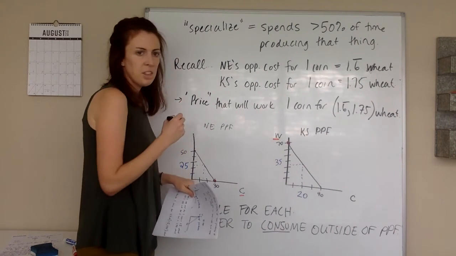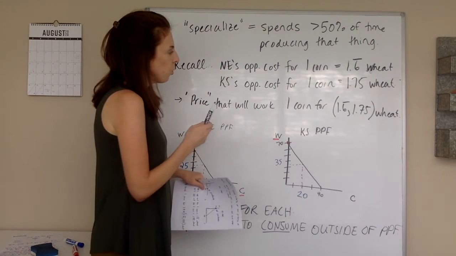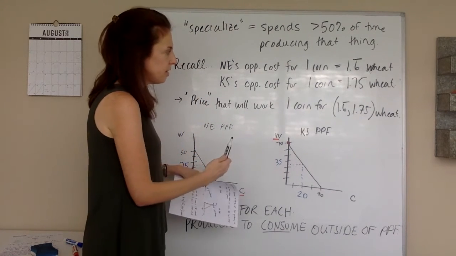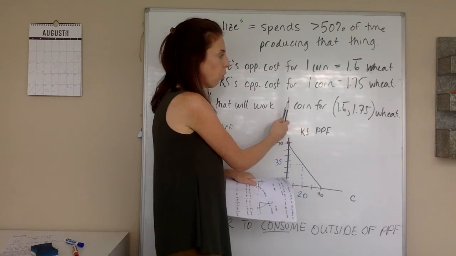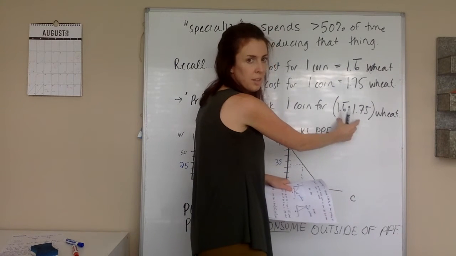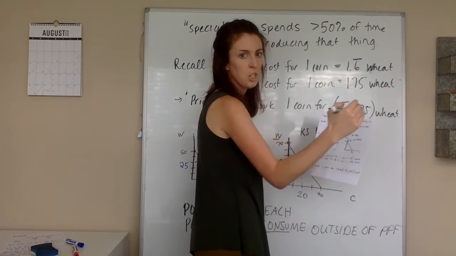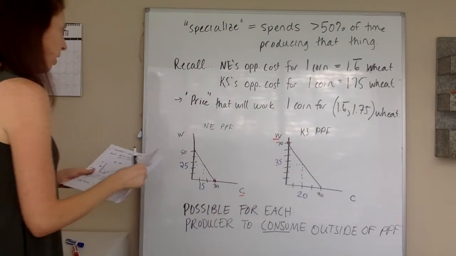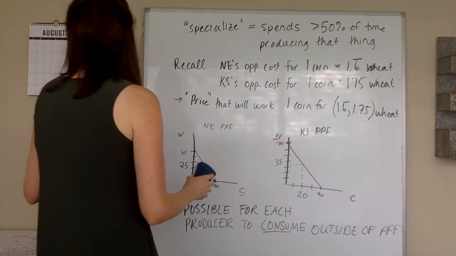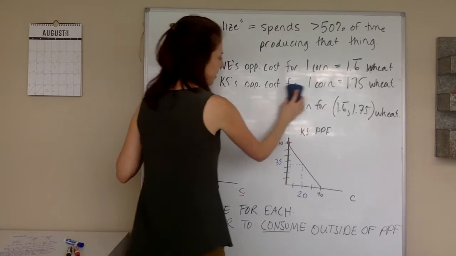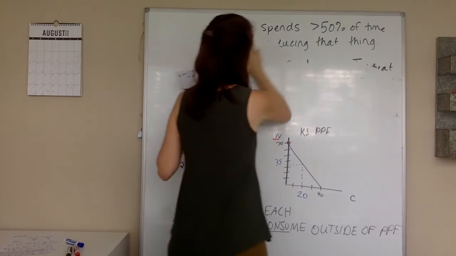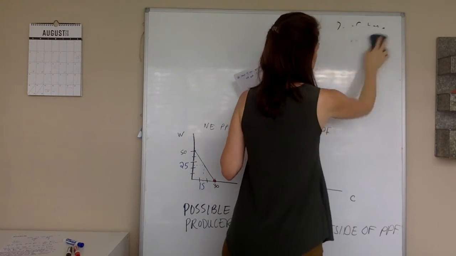So the price is kind of like the exchange rate. The exchange rate that will work to create this magic is that these two states exchange 1 corn for maybe 1.7 units of wheat, because 1.7 is between these two numbers that bound the region of prices that will work. So let's suppose that's what happens, that they decide on an exchange rate of 1 corn for each 1.7 units of wheat.